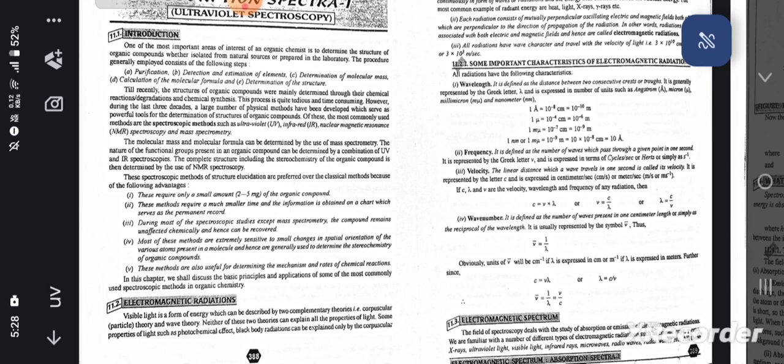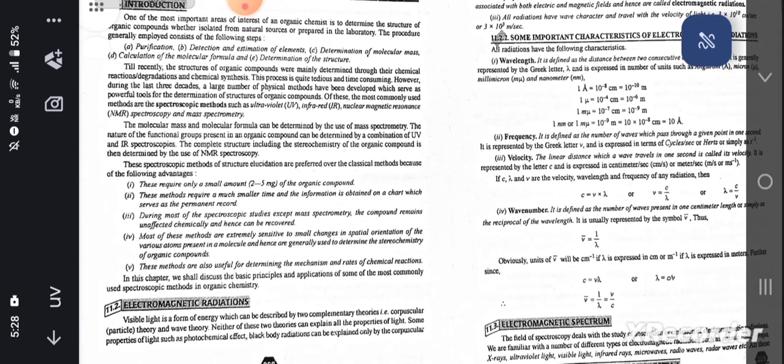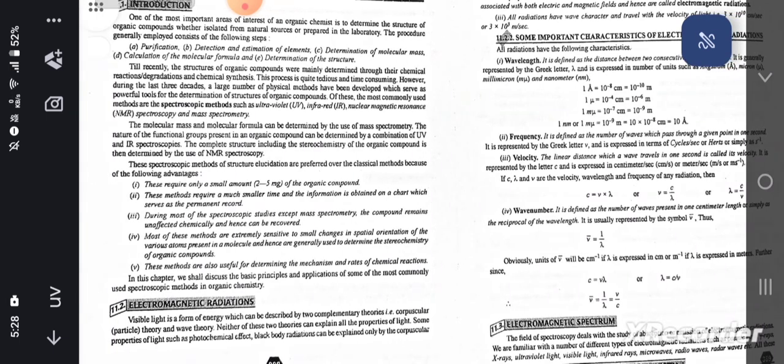spectroscopy, and mass spectroscopy. The molecular mass and molecular formula can be determined by the use of mass spectroscopy. The nature of the functional groups present in an organic compound can be determined by a combination of UV and IR spectroscopies. The complete structure, including the stereochemistry of the organic compound, is then determined by the use of NMR spectroscopy.